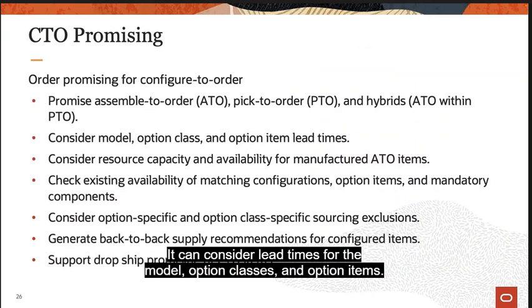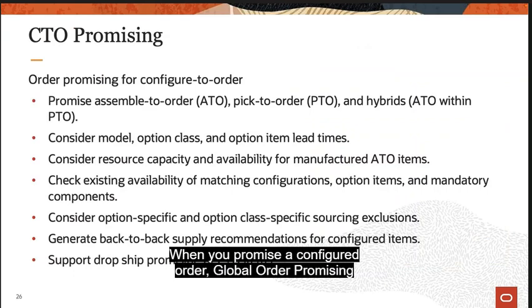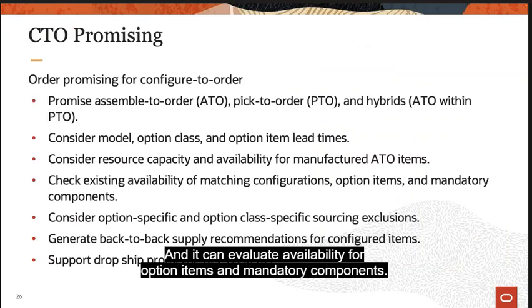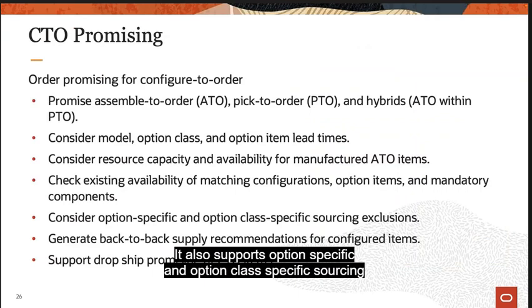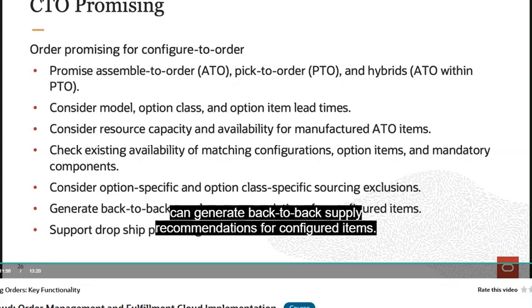When you promise a configured order, promising can check whether matching configurations already have availability, and it can evaluate availability for option items and mandatory components. It also supports option-specific and option class-specific sourcing exclusions, so only valid sources are considered. Based on the promising results, global order promising can generate back-to-back supply recommendations for configured items. It also supports drop shipment promising for configure-to-order items when the sourcing setup allows it.